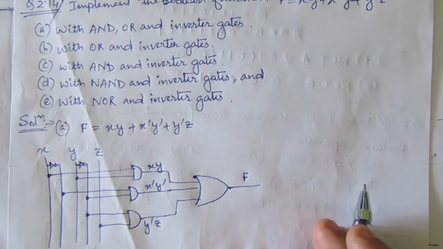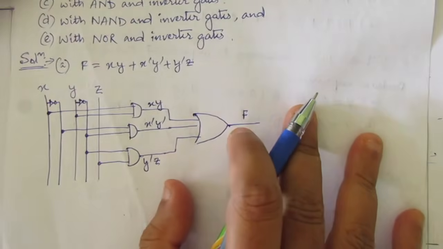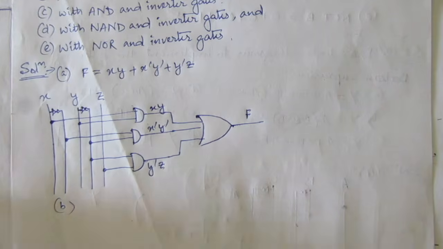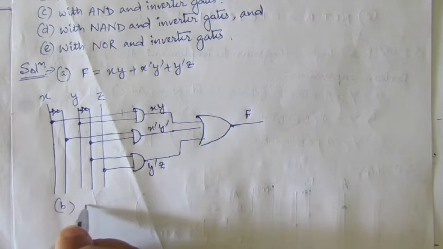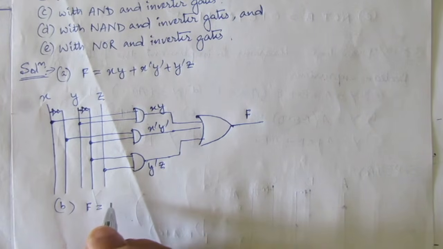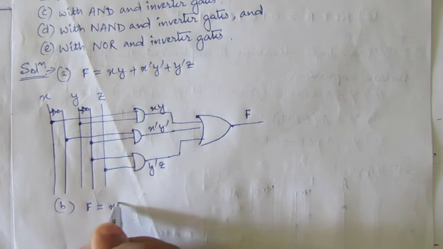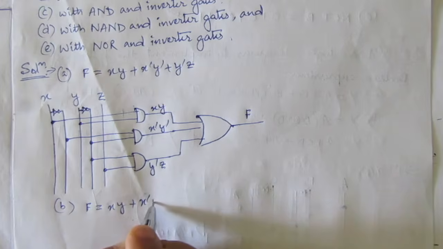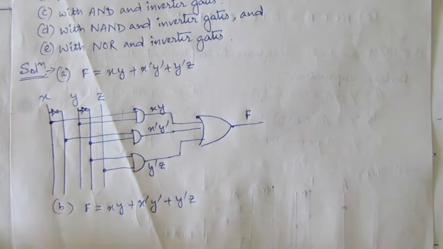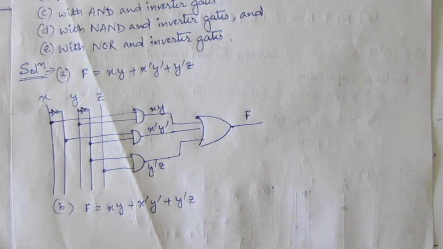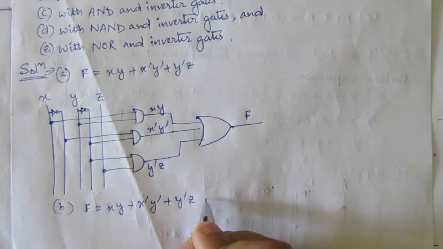Now let us go to the second part of the problem. In the second part we are given that we can use only OR gate and inverter gates. So we have to rearrange this Boolean expression F equal to xy plus x bar y bar plus y bar z, and rewrite it in terms of only OR gates and inverters. So how can we rewrite this expression?